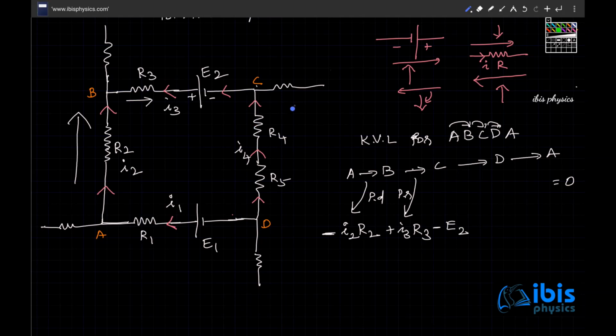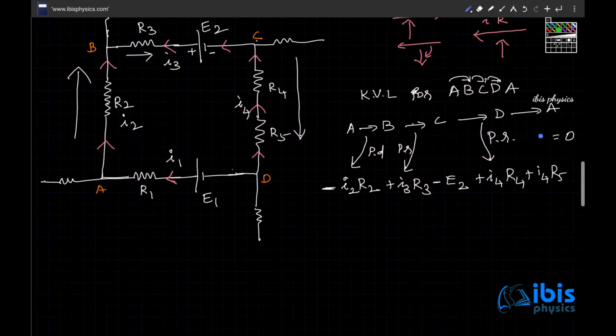Here you are going opposite to the direction of current, so the potential increases. When you move from C to D, potential rises. So it is plus I4 R4 plus the same current I4 R5. Okay, then the next is D to A.